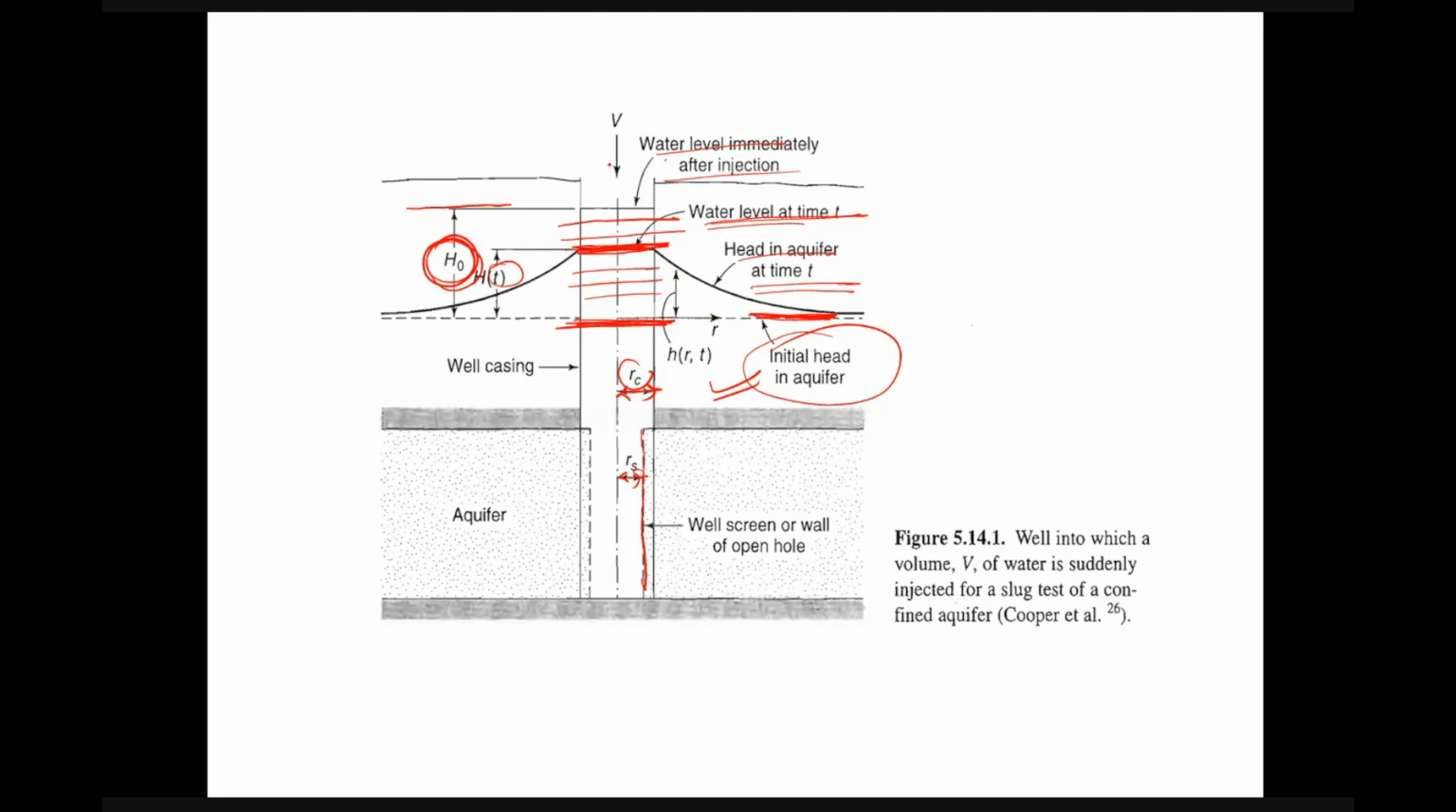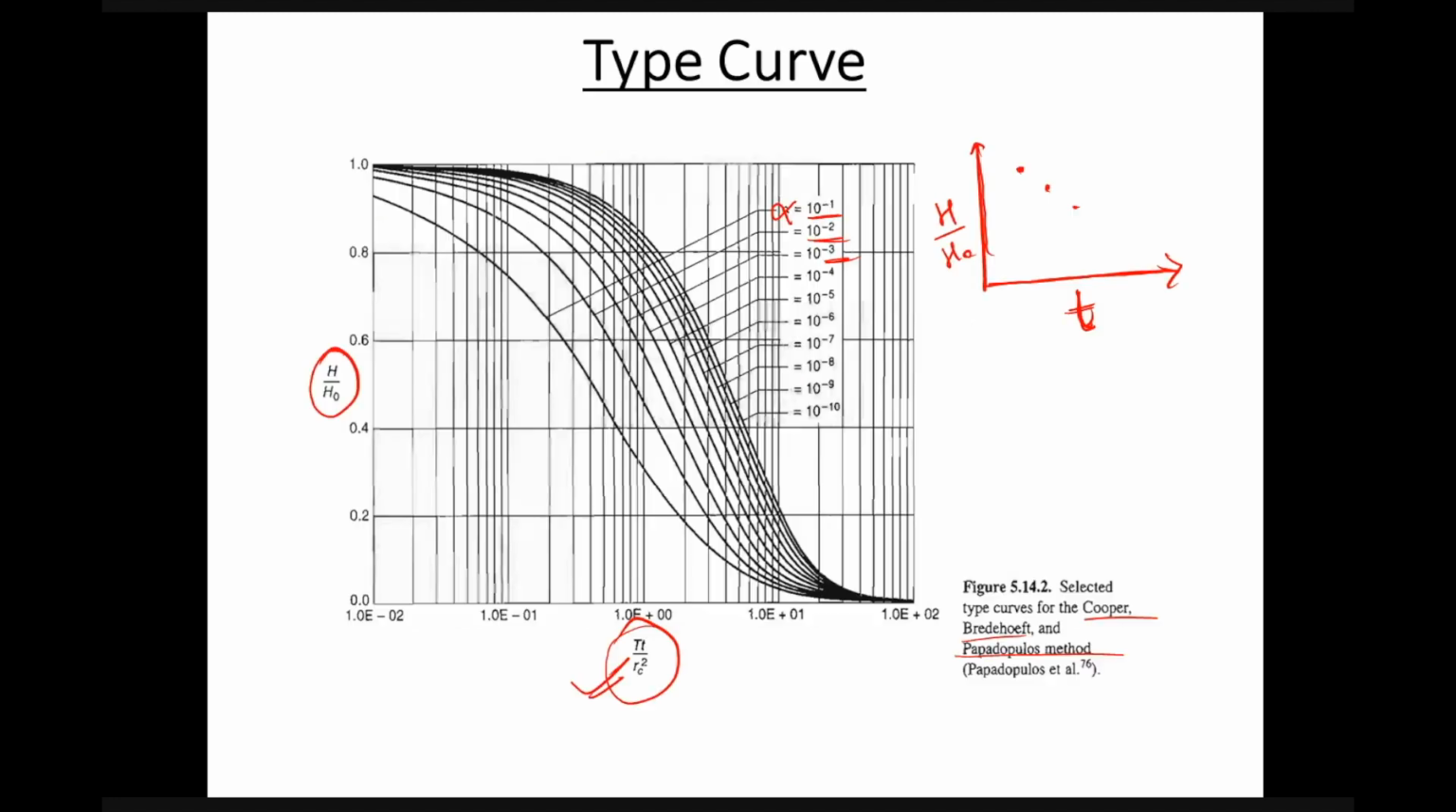Now what we have done, we have introduced a slug into this aquifer, or we have introduced some known volume of water into the aquifer. So the head has risen to a certain maximum level that is represented by h naught, and after some time this head will start to decline. The water from this well will enter into the aquifer to maintain the static water level. So this head will decline, and we will record this decline of head with respect to a change in time, and we will record this whole data.